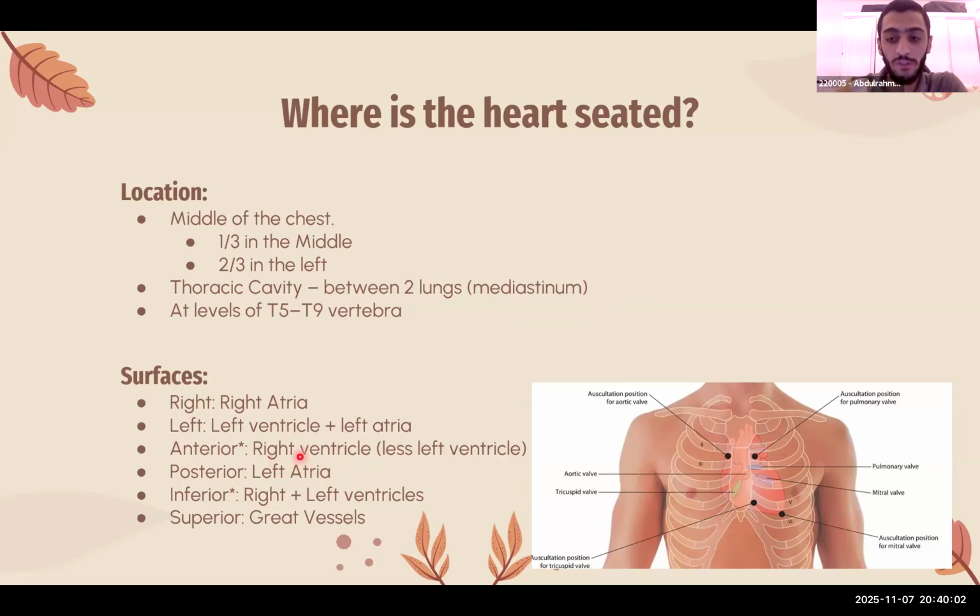Now the other surfaces include your inferior surface, which is made by both ventricles, the superior surface, which is right here, around where the vessels are coming out, and then you have the lateral surfaces.